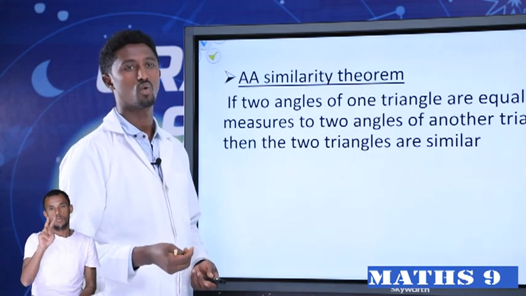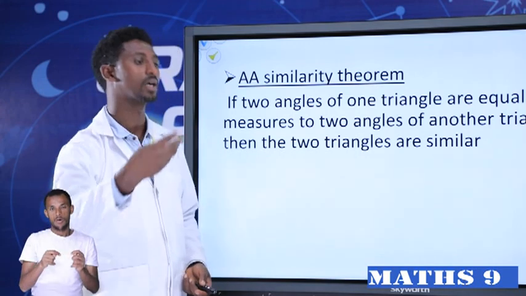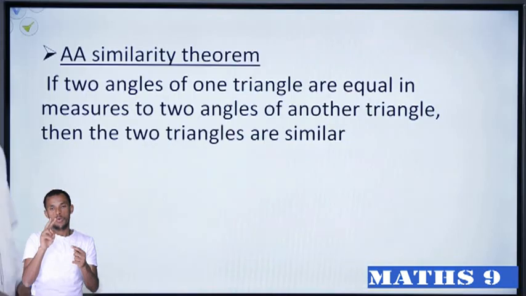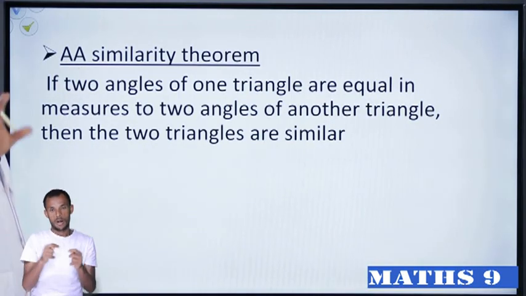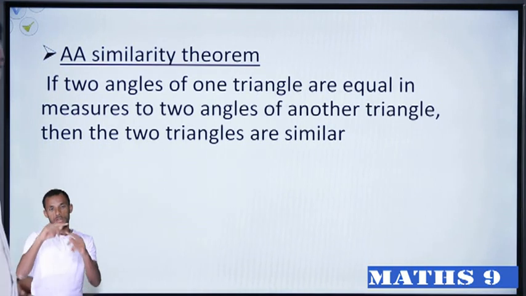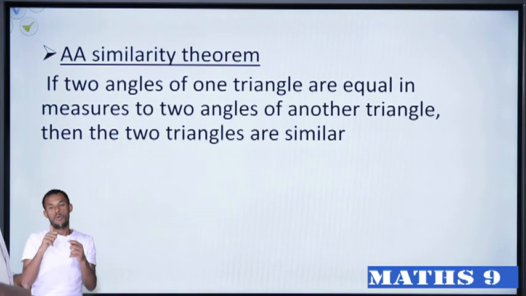If two angles of one triangle are congruent to two angles of the other triangle, or even if two triangles are congruent, meaning all three angles are also congruent, but no need to show all three.